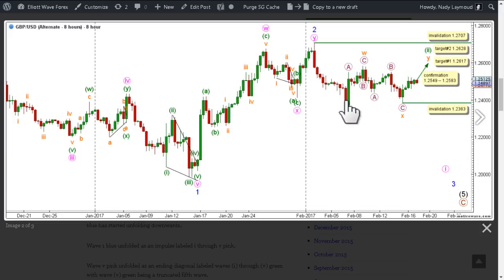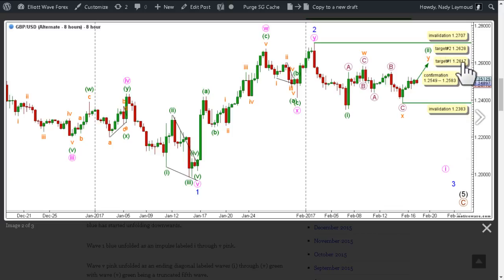Wave W orange unfolded as a zigzag labeled A, B, and C purple, and as well wave X orange unfolded as a zigzag labeled A, B, and C purple. For the short term, we would gain confidence in this count by movement above 1.2549, and the final confirmation point is at 1.2583. We have two targets for the completion of wave Y orange and therefore wave 2 green.